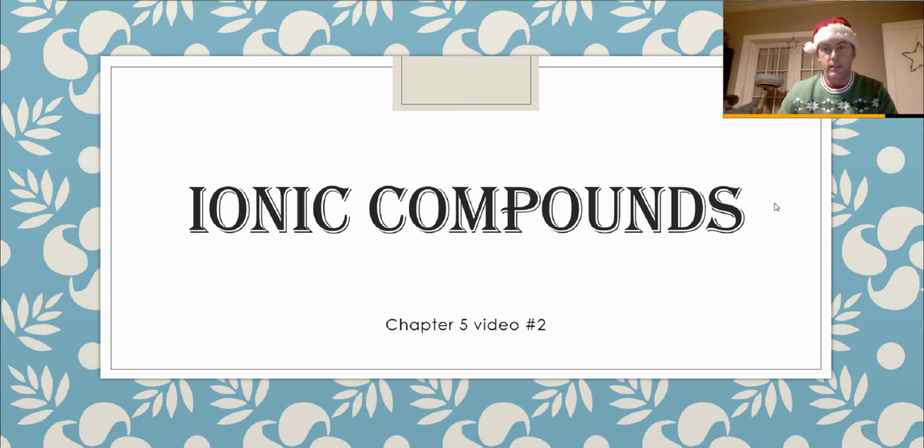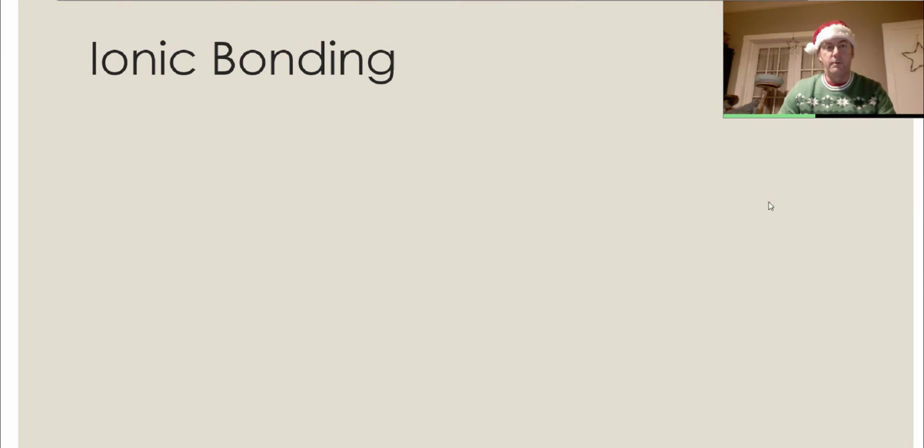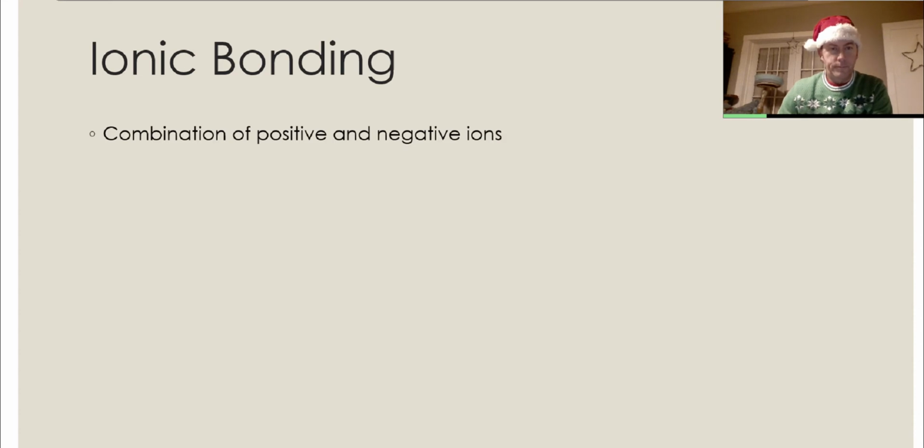So we talked about ions before. Now we need to talk about ionic bonding, how these things join together. Ionic bonding is the combination of positive and negative ions, cations and anions, because opposites attract. And that's what's holding these substances together. They actually have a very strong attraction between them. All ionic compounds are electrically neutral.